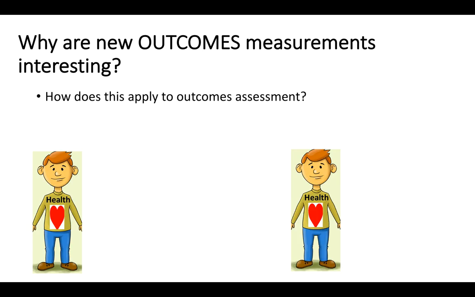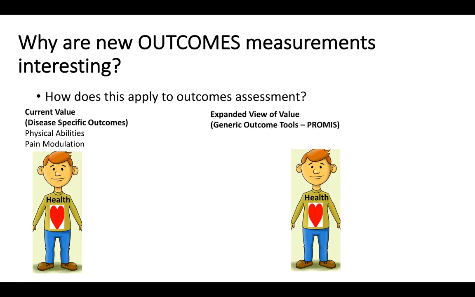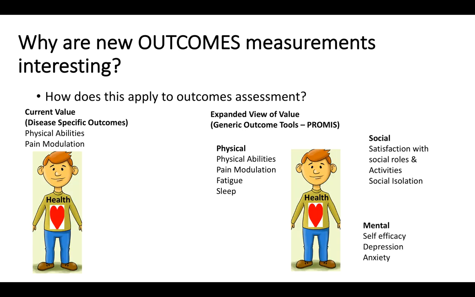So if we think about how our outcomes define the value that we contribute to healthcare, current measures focus on disease-specific outcomes associated with physical abilities and pain. So providers and insurers see us as bringing this value to healthcare. By expanding our sense or measure of outcome, what we assess, and using generic outcomes, we can capture physical, social, and mental aspects of health and measure what kind of effects we can have on these aspects of health and expand our current influence on how we impact healthcare.